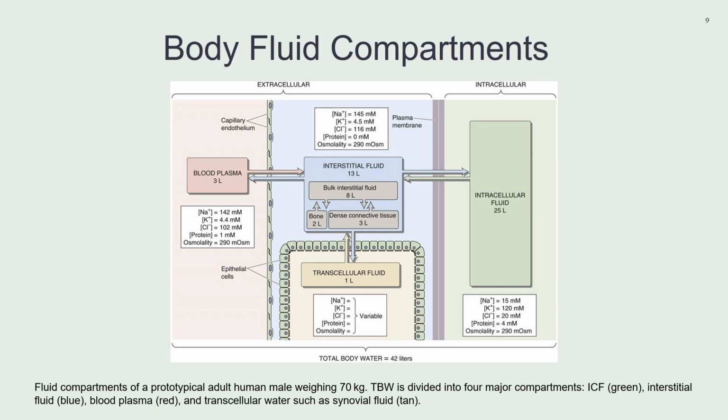What else is important from here? Let's take a look at the composition. Okay, we have the intracellular fluid. Notice that we have certain amount of sodium, potassium, chloride, and some proteins. Notice that the most abundant electrolyte in the intracellular fluid is potassium, 120 millimoles. There is a very little amount of sodium and chloride. And there are some proteins there.